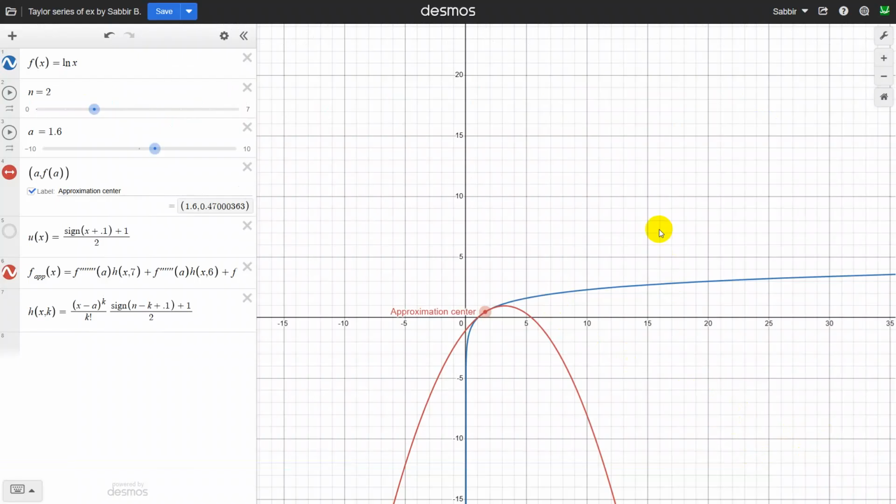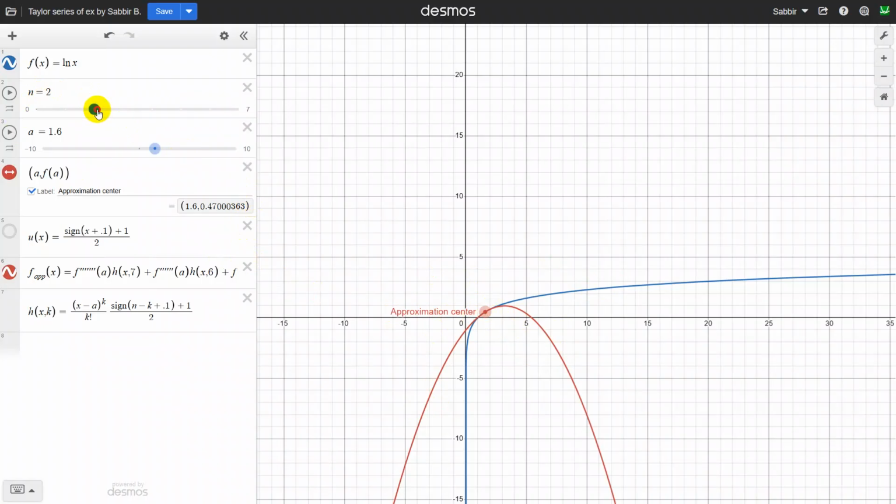So this is the function of e to the power x. Sorry, this is the function of ln x, not e to the power x. So this is the function of ln x, and now we want to approximate it with this red function. The blue function is the actual function ln x, and this red one is the approximated function. And approximated starting from where? Starting from this approximation center or approximation point. And what does this number n mean? This n means the degree. The more degree, the more accuracy.